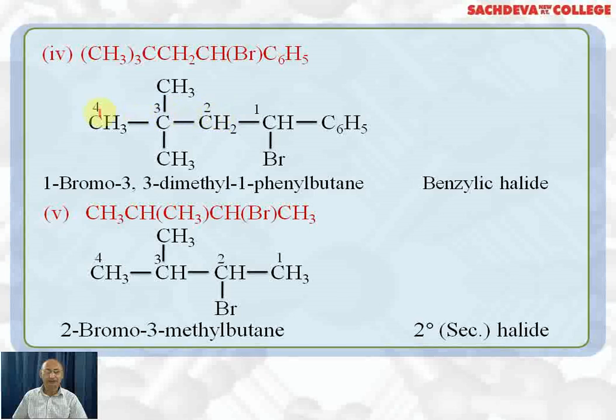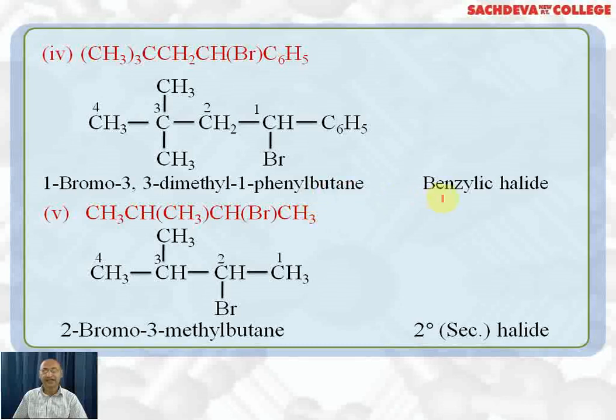1, 2, 3, 4. 1-bromo, 3,3-dimethyl. 1-phenyl, with the one carbon C6H5 attached, which is called phenyl. 4 carbons we have counted, we call it butane.